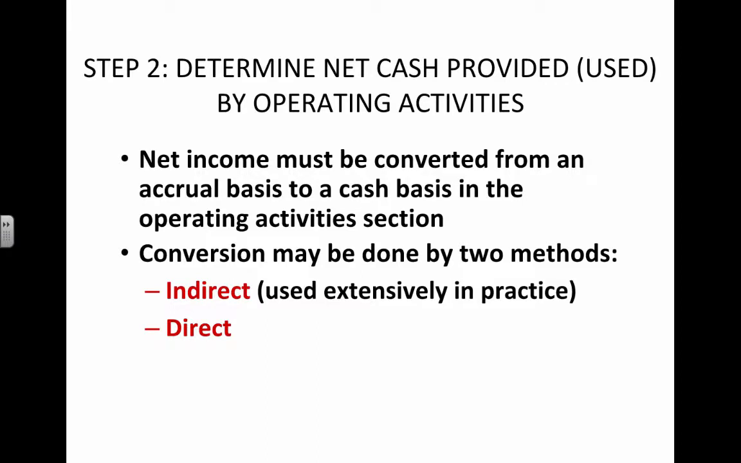Step 2, well, this is going to be the most difficult step of preparing the cash flow statement. It's a little bit complicated, let's say, but if you follow me, you should be good. So what we need to do here is convert our net income from accrual accounting back to cash-based accounting. And there's 2 ways of doing this: the indirect method, which is used most often, and the direct method. We're just going to learn the indirect method in this course.